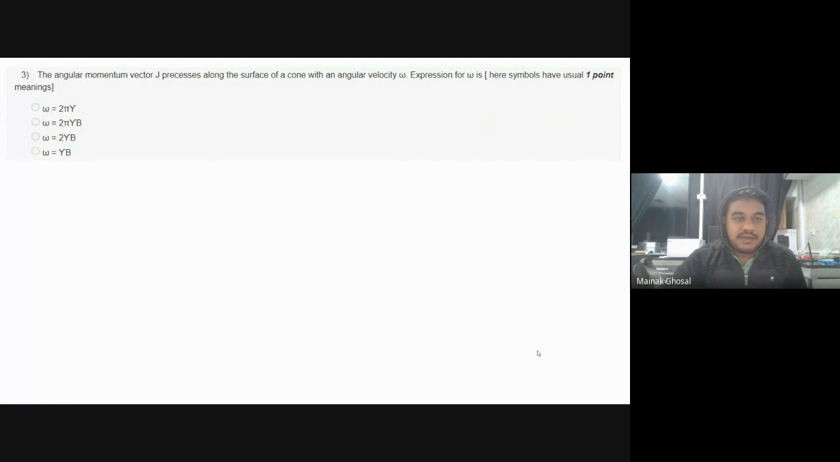Question number 3: the angular momentum vector J precesses along the surface of a cone with the angular velocity of omega. You have to find the expression of omega. Here symbols have usual meaning. What I was actually discussing with you is what should be the expression of omega. You can also find it in lecture number 45 or 46. When J precesses, it creates a cone, and from that cone you can get this omega.